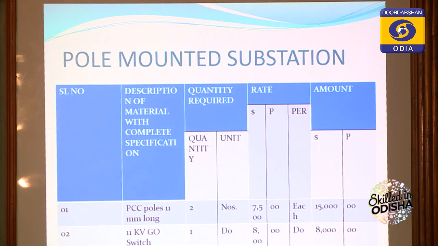Next, for the pole mounted substation, a PCC pole of 11 m long. What is PCC? Next question arises, what is PCC? For a pole mounted substation, PCC stands for Power Control Center. It is also called point of common coupling.